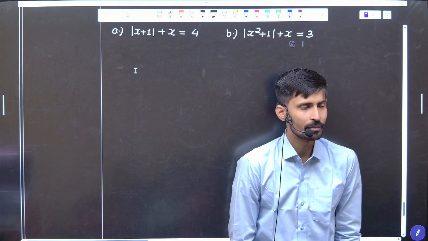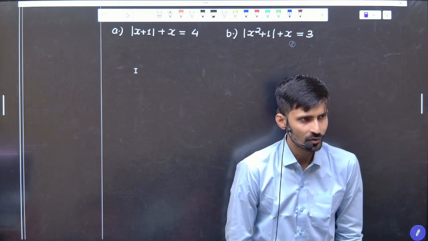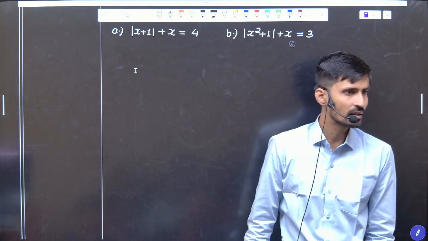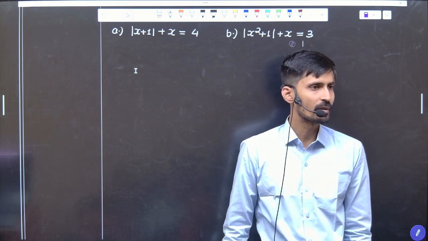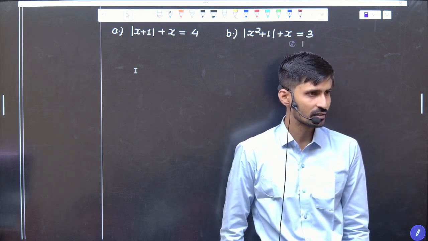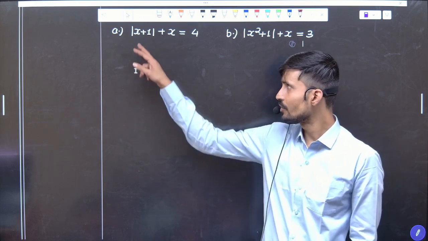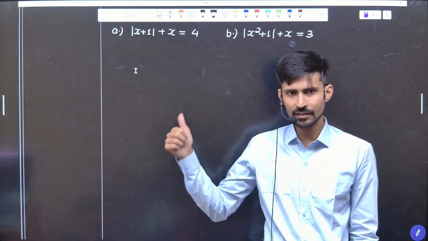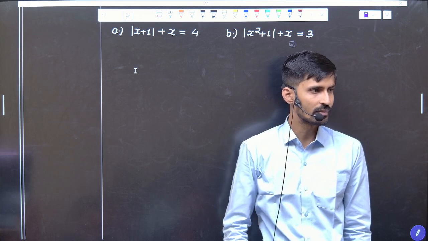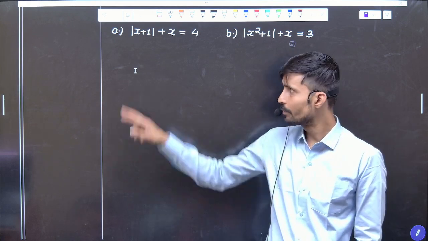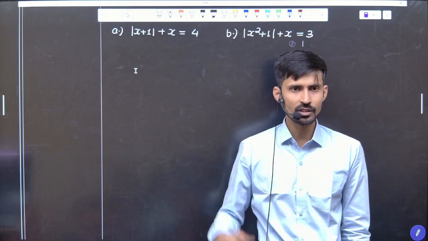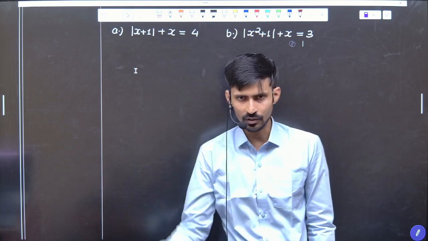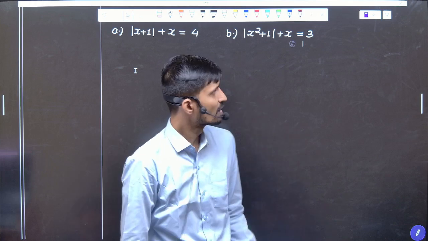Tell me one negative number. Minus 4. Minus 4 plus 1? Minus 3. What is x plus 1 when you put minus 4? Minus 3. Is that a negative number or not? Now tell me one positive number. 5. 5 plus 1, is that positive or not? It means this is negative as well as positive, both. Very good. Now let's move on.